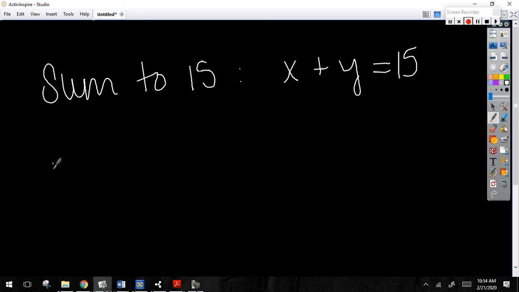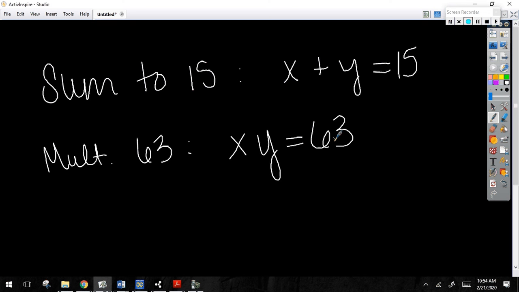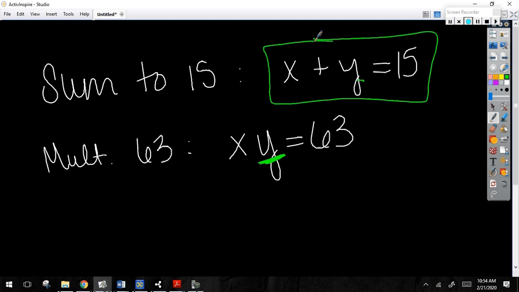Are we looking back? Yes. They multiply to 63. So x times y equals 63. I can only have one variable. Think system of equations. How can I replace this with something with only x's? Solve this one for y.